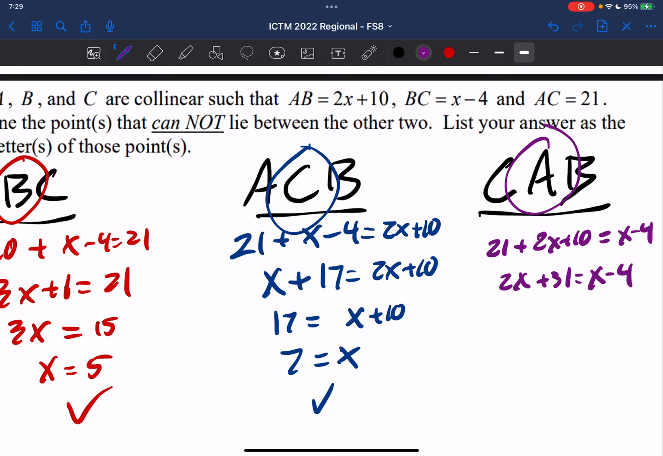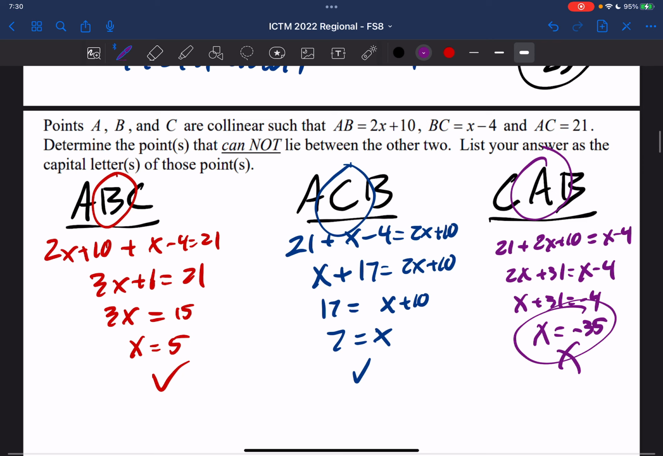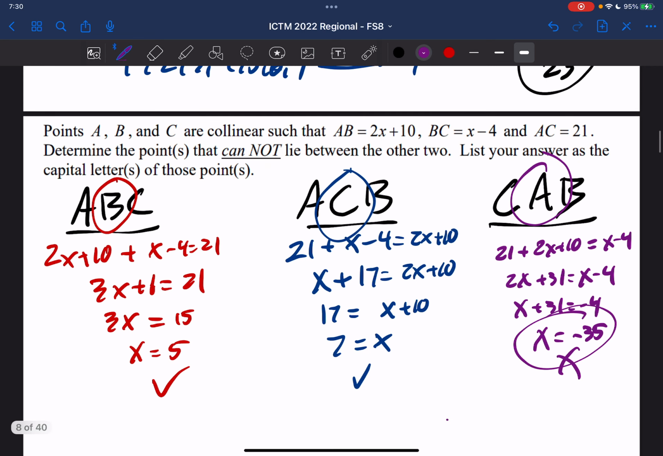So when we do that, I bring the x over. x plus 31 equals negative 4. So x equals negative 35. So that one is the problem. That's the no-go. We can't have an x with a negative value here because negative lengths are meaningless. So that's why the answer was letter A.